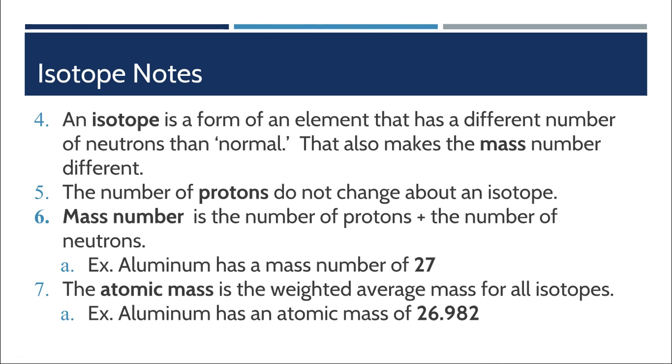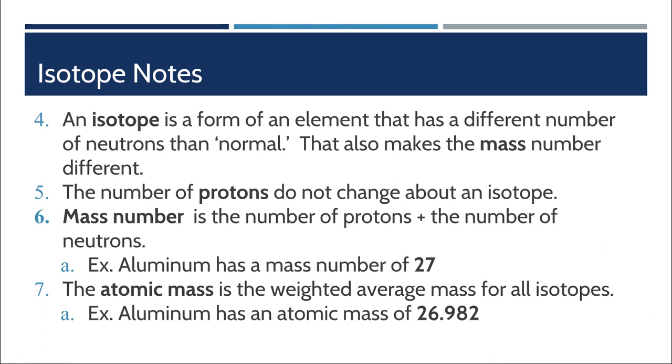Now that we know how to do that, you guys mastered that yesterday. An isotope is where we're going to go now. Isotopes are a form of an element that has a different number of neutrons than normal. That also makes the mass number different. If you're changing your number of neutrons, your mass number is going to change, because if you remember, your mass number is the number of protons plus the number of neutrons. Once again, the number of protons does not change in an isotope.